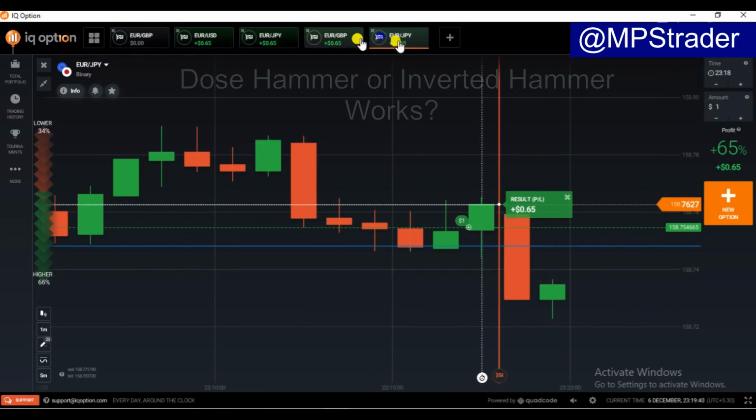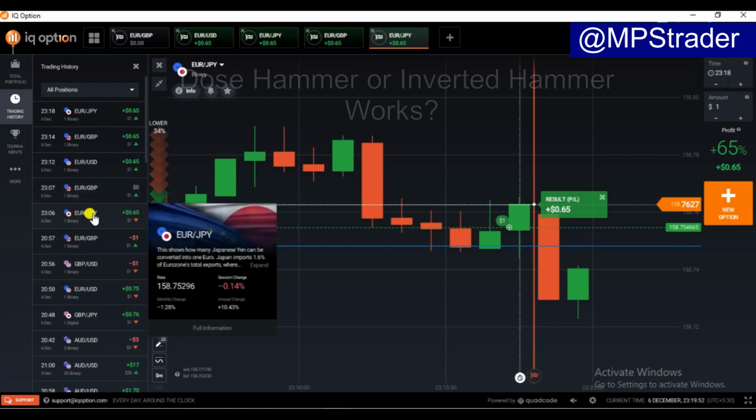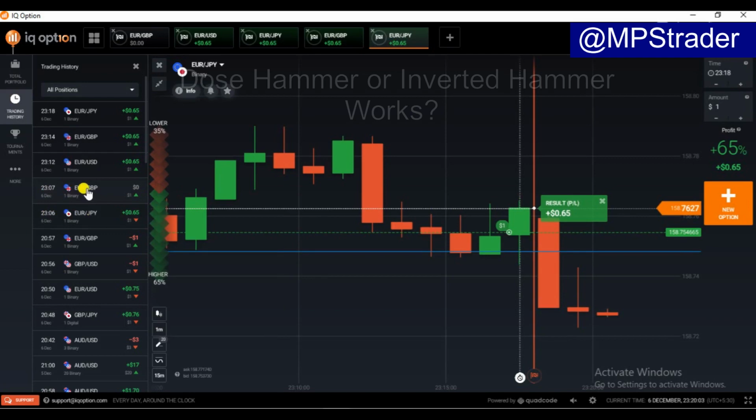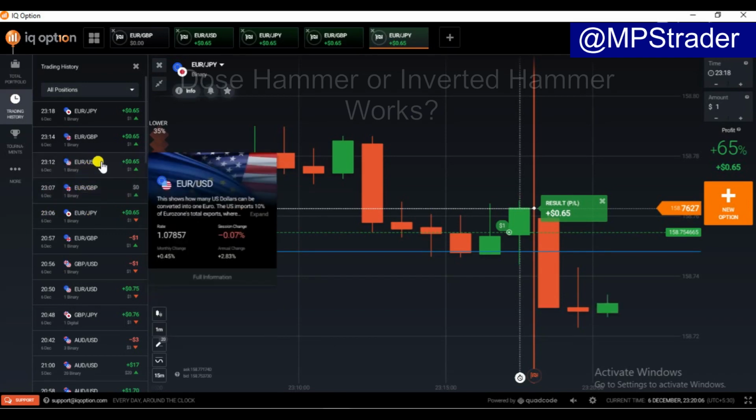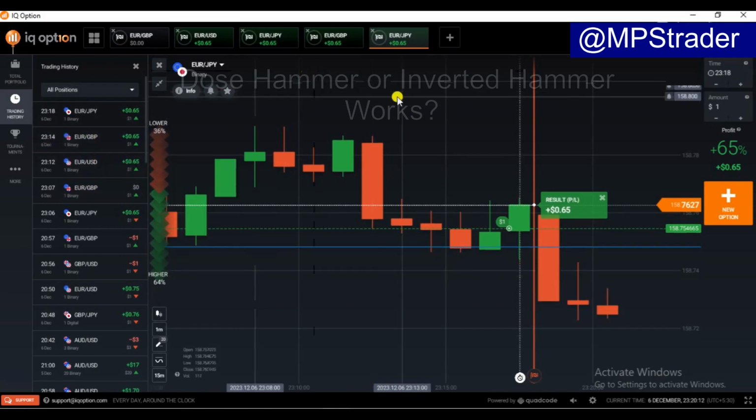So overall we have taken 1, 2, 3, 4, 5. One ATM. Now the time is 11:19 p.m. So 11:06, the first one is a win, the second one was ATM at 23:12, 11:12 is a win, 23:14 win, 23:18 win. So 1, 2, 3, 4, 5: 4 wins, 1 ATM. So this is the result overall.